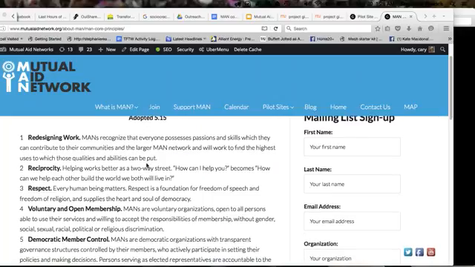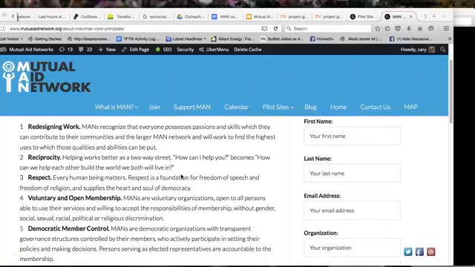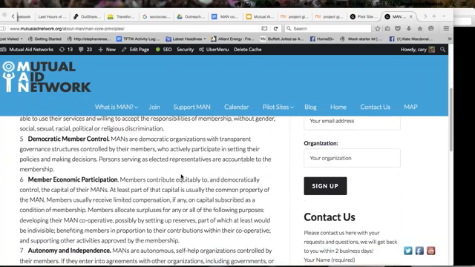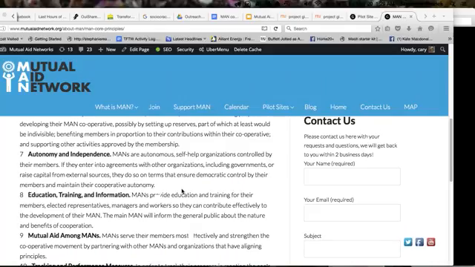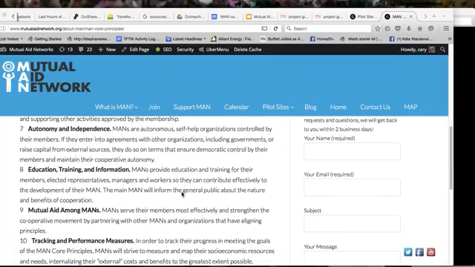So, redesigning work in time banking. It's phrased as redefining work, but we are talking about redesigning work. We recognize that everyone possesses passions and skills which they can contribute to their communities and the larger network. And we will work to find the highest uses to which those qualities and abilities can be put. Reciprocity, I won't read all the definitions. Respect, voluntary and open membership, democratic member control, member economic participation, autonomy and independence, education, training, and information that we all explicitly agree to support each other with, technical support.